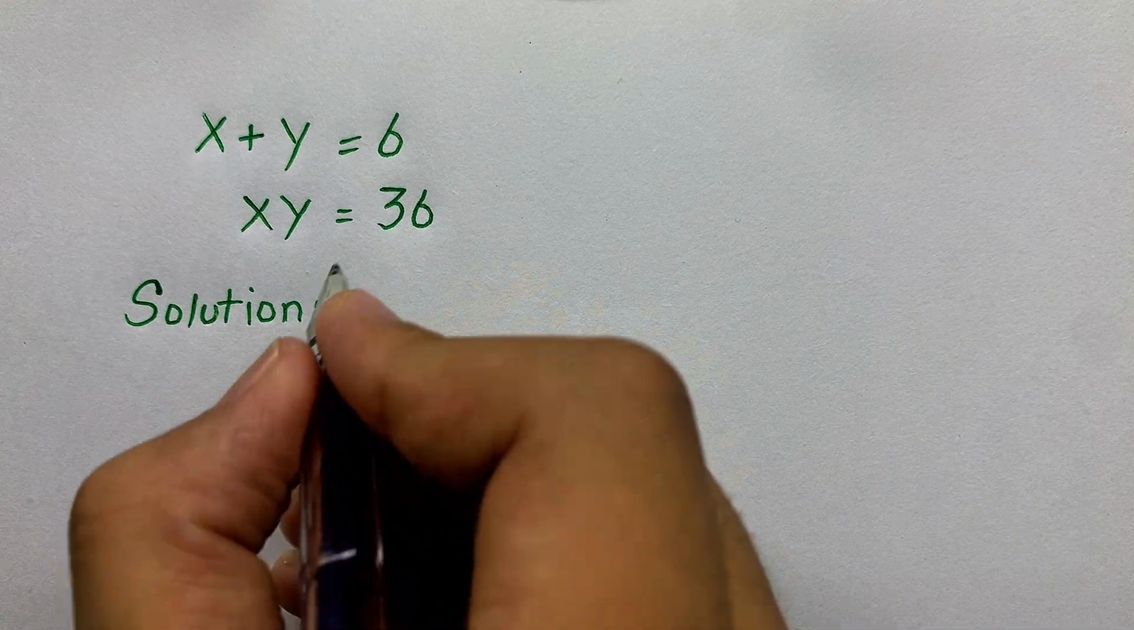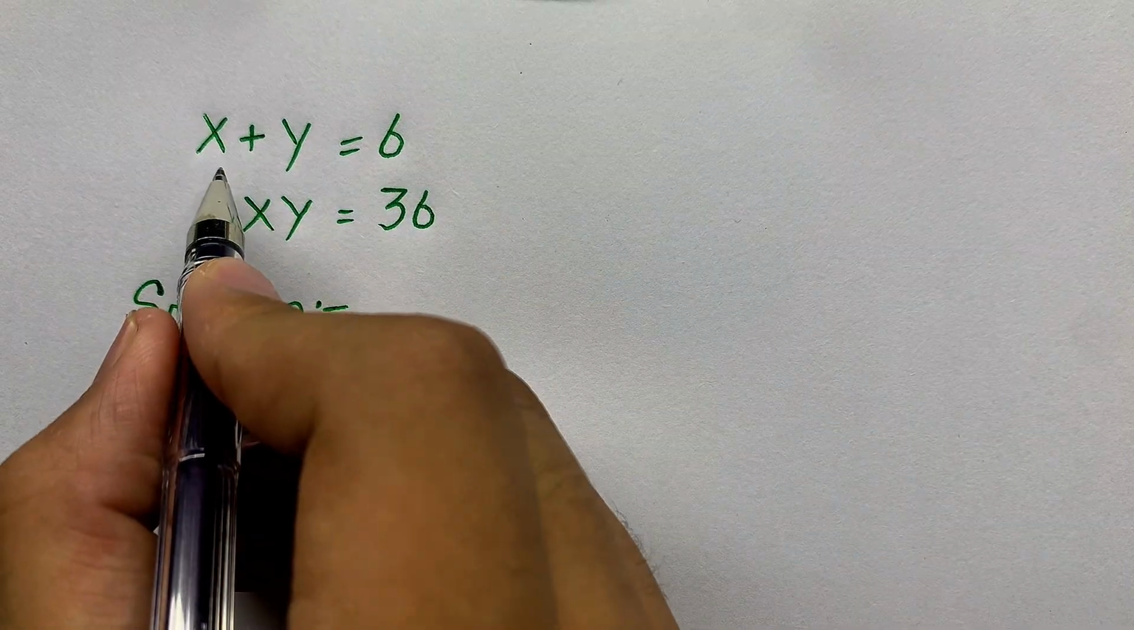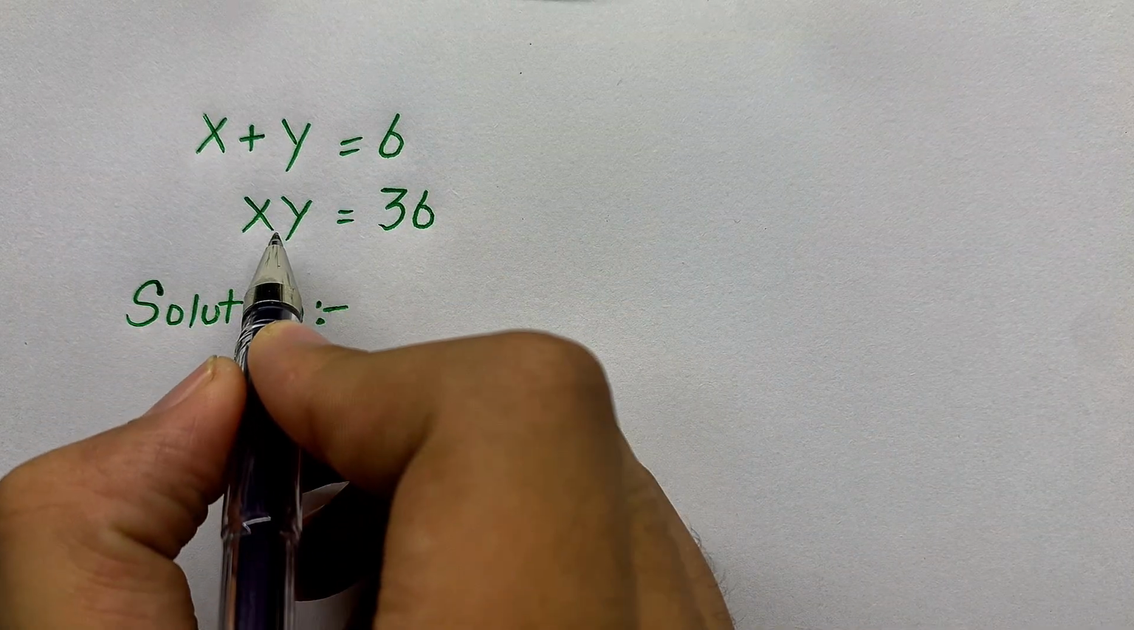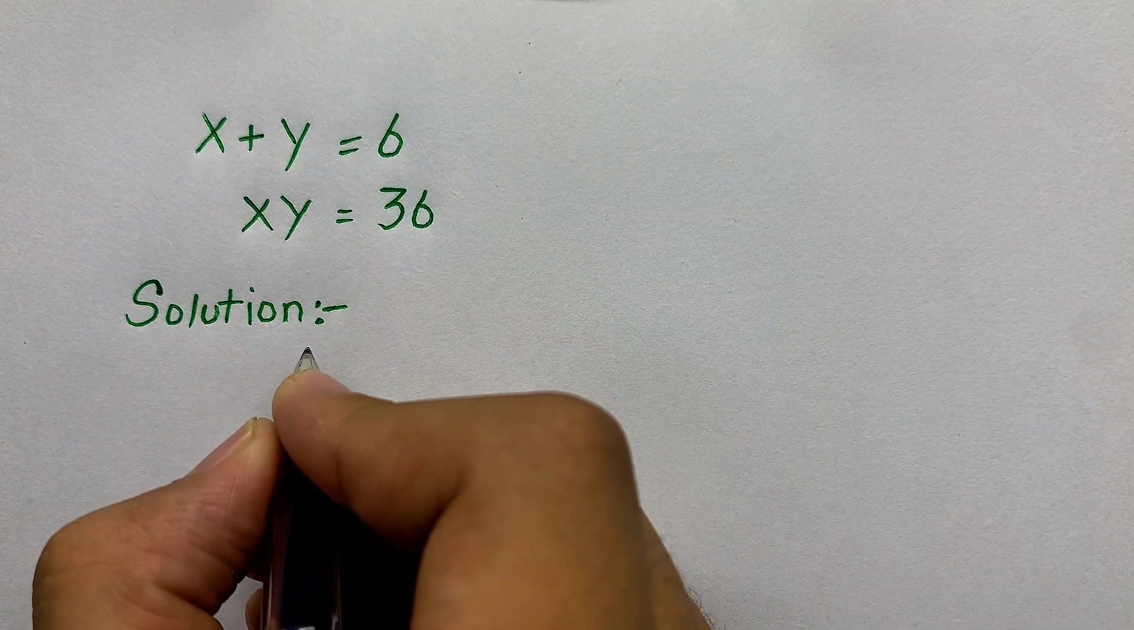Hi student, today we are solving a nice German Olympiad math problem. In this problem, x plus y is equal to 6 and xy is equal to 36. Now we are solving this solution step by step.